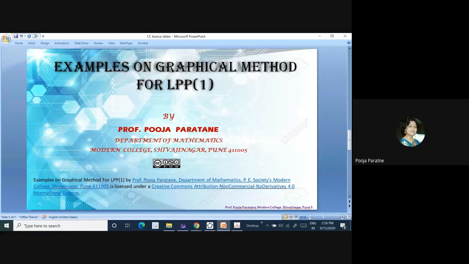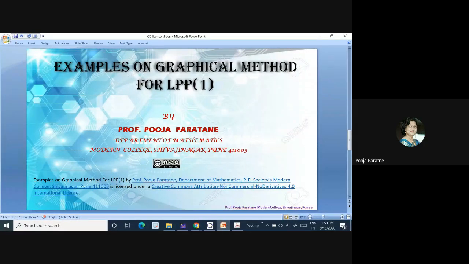In this method, we have to draw the lines corresponding to the constraints, considering them as equations. Then we see the inequality in the example, whether it is less than or greater than or equal to, and according to that we find the region of the corresponding constraint. Then we find the common feasible region and the points of intersection of that.